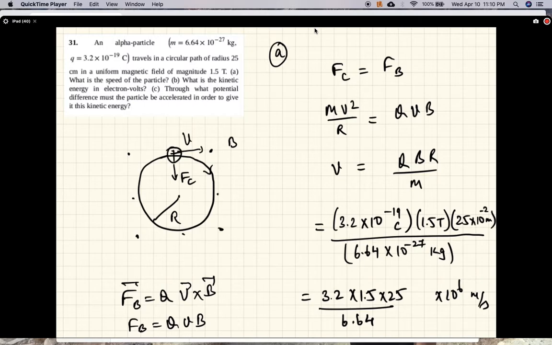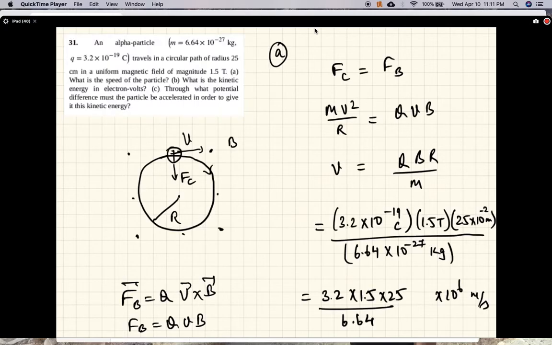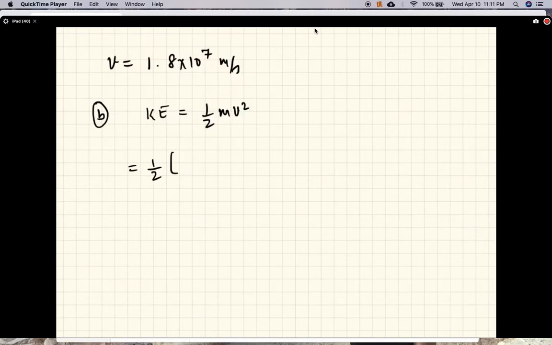What is its kinetic energy in electron volts? Okay, so the kinetic energy is one half mv squared, and so it's one half times the mass of the particle, 6.64 times 10 to the minus 27 kgs, times 1.8 times 10 to the 7 meters per second, squared.